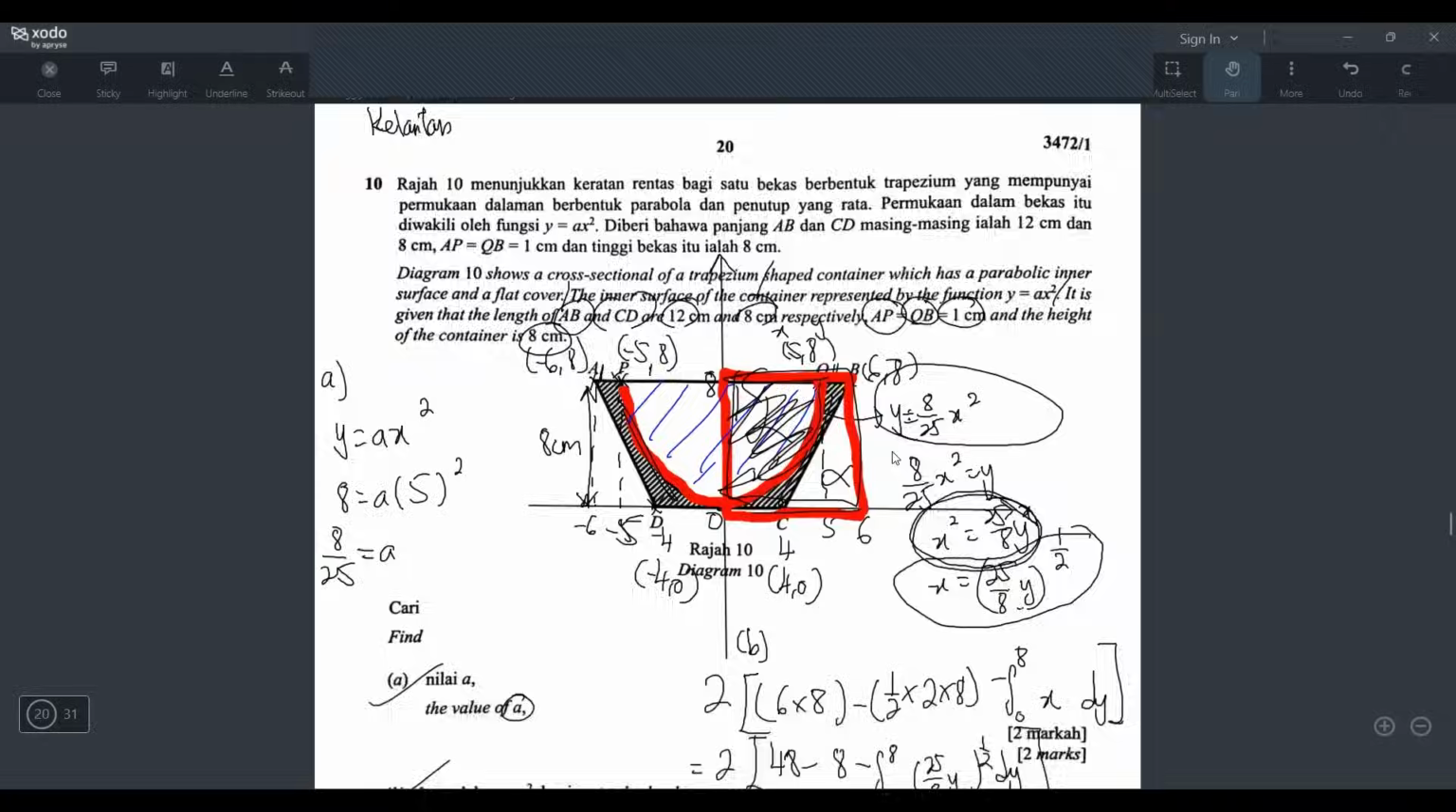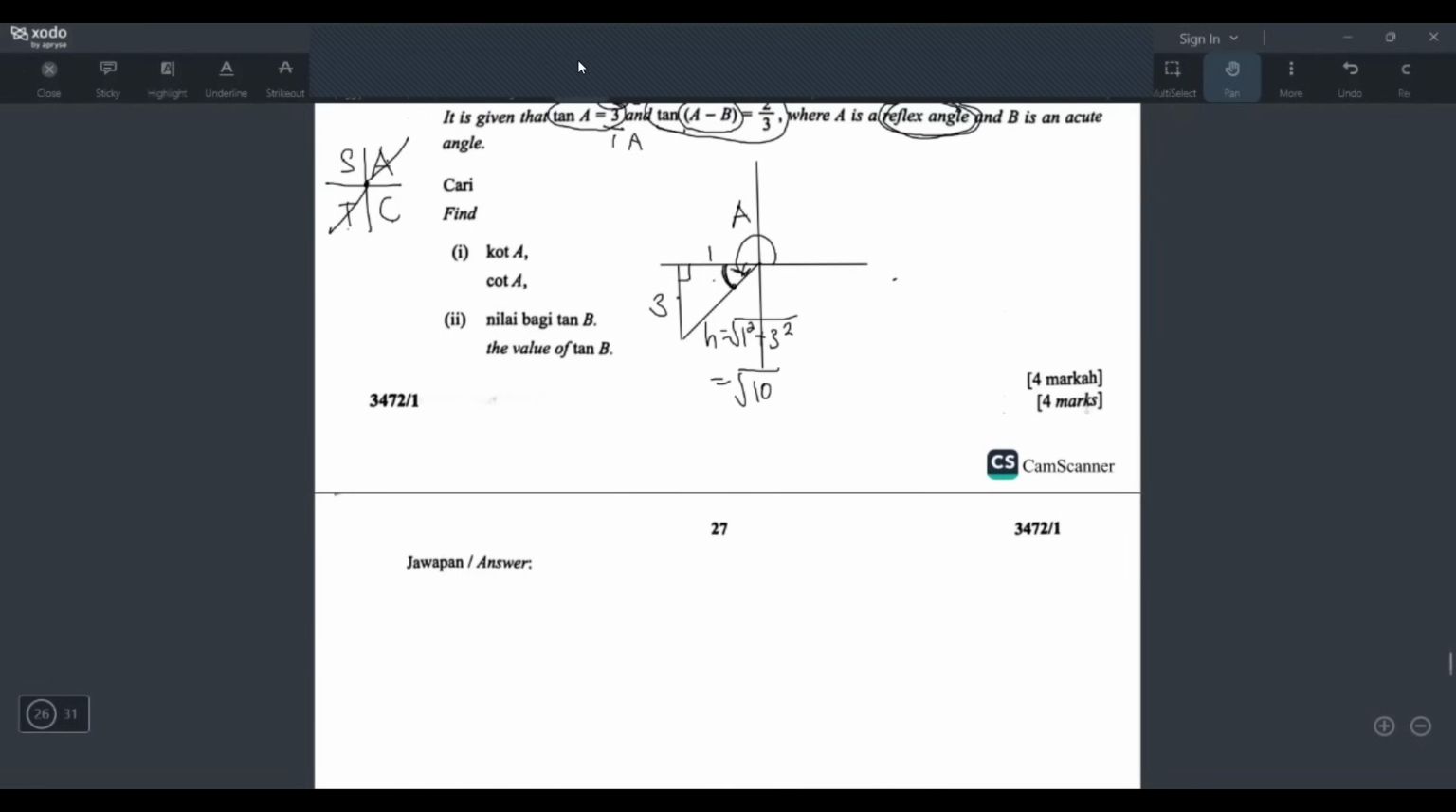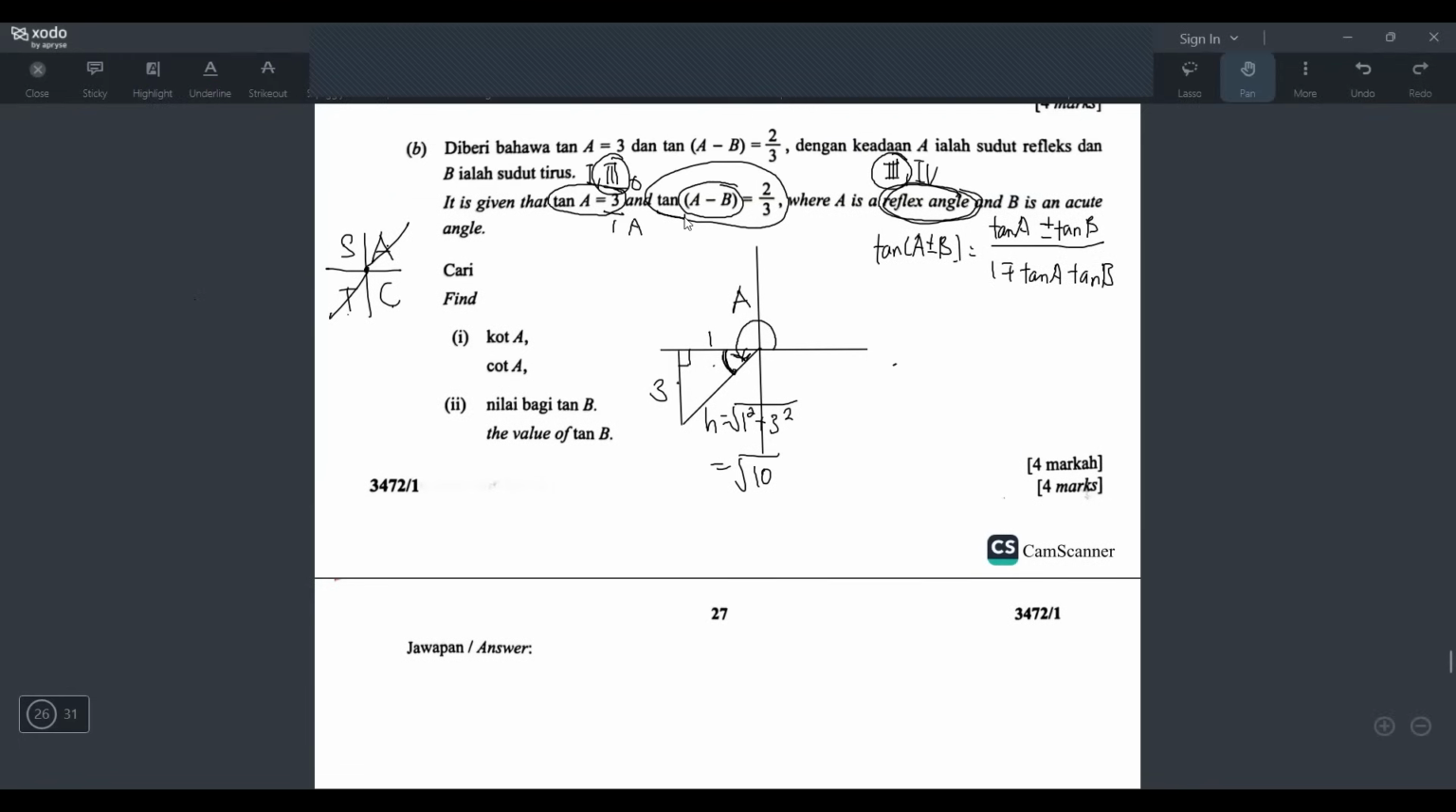So let's write it down. The formula here is tangent A plus minus B is equal to tangent A plus minus tangent B over 1 minus plus tangent A tangent B. Right? But this one, the information they give us is tangent A minus B. If they say tangent A minus B is 2 over 3, what does it mean? It means tangent A minus B is 2 over 3, right?